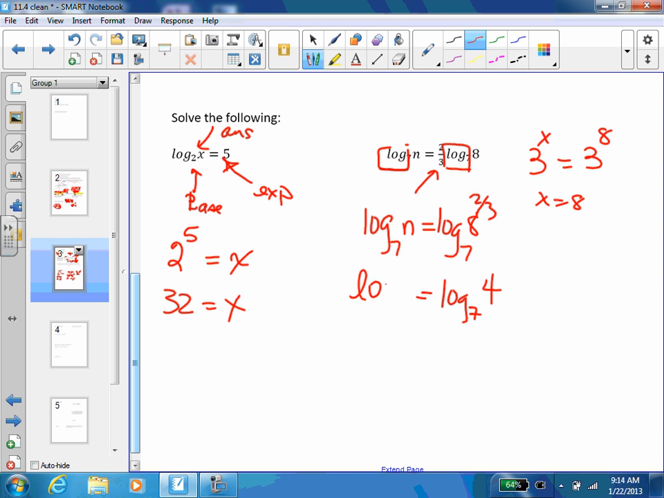So what is the log base 7 of n? What does n have to equal? Exactly. Making some sense? It's a manipulation, working one way or the other.